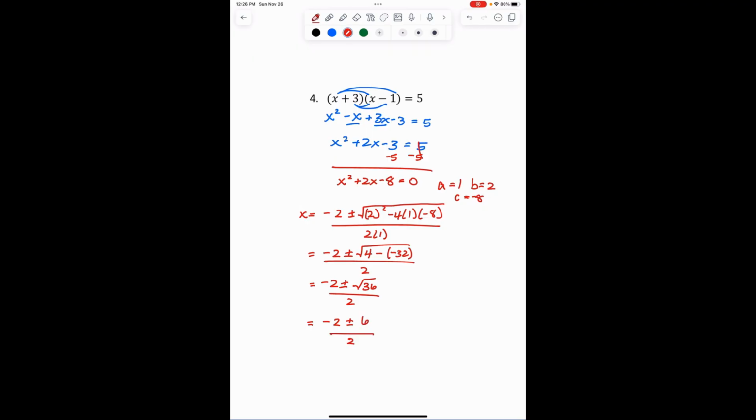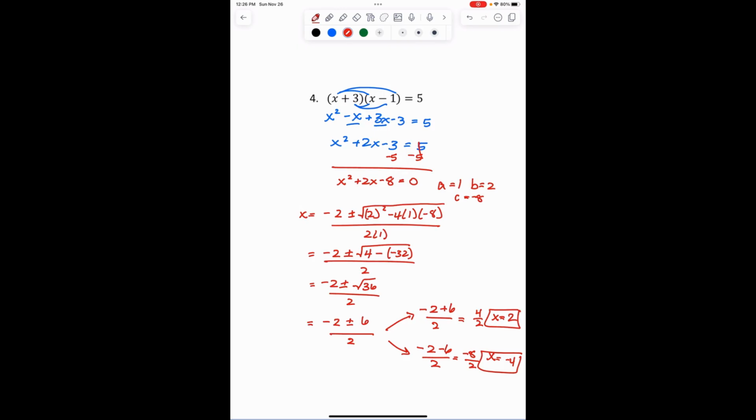Okay, so now since there is no square root left, we can keep simplifying this thing. So what we can do is we can say that this is negative 2 plus 6 over 2, and negative 2 minus 6 over 2. So negative 2 plus 6 would be 4 over 2. So we would get x equals 2 for that guy. And then negative 2 minus 6 would be negative 8 over 2. So we would get x equals negative 4 for that guy.